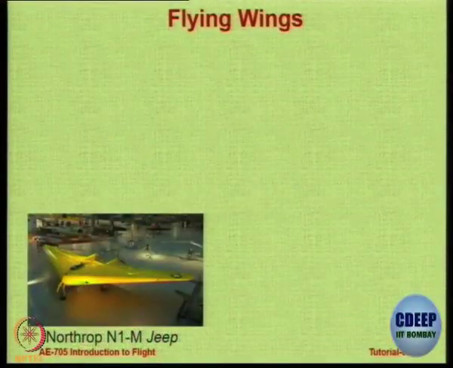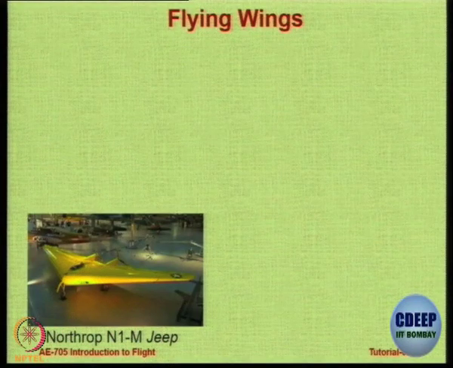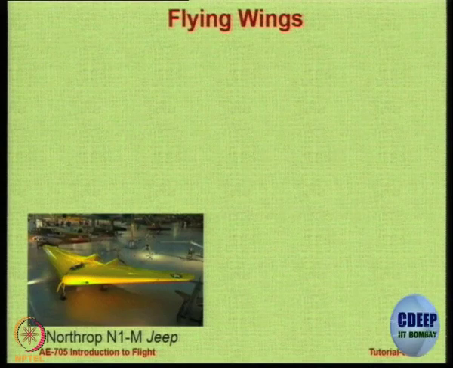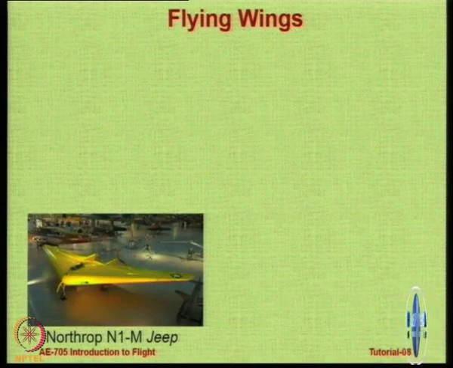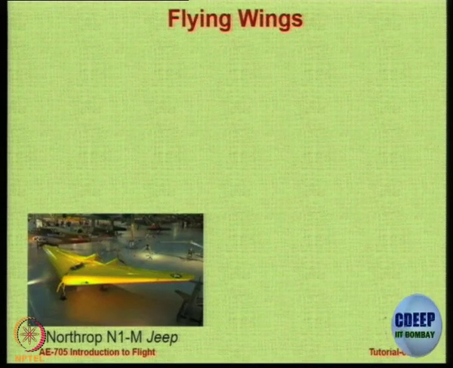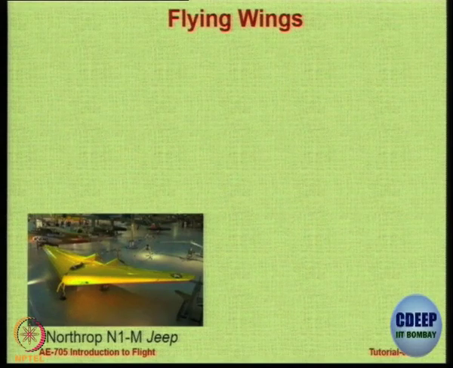I thought this is a good occasion for me to talk something about flying wings, because these are very unique kind of aircraft. So when you think of flying wings, you think of something like this. This is the Northrop N1M, also called as Jeep, which was designed in 1940s. One company, Northrop, has been a champion in the US of flying wings. So they have made many flying wings. I will show you 4 of them.